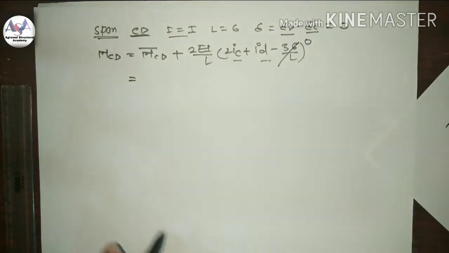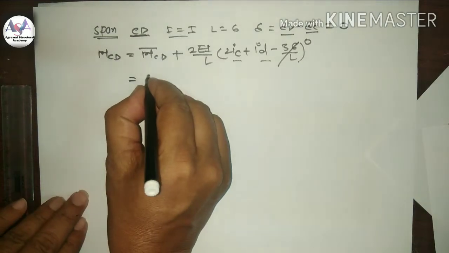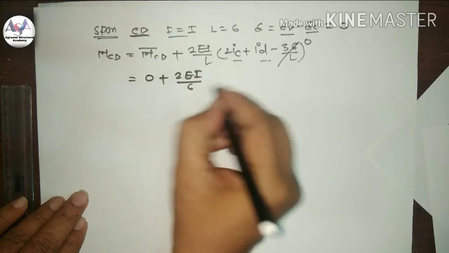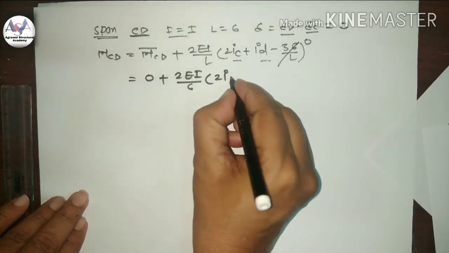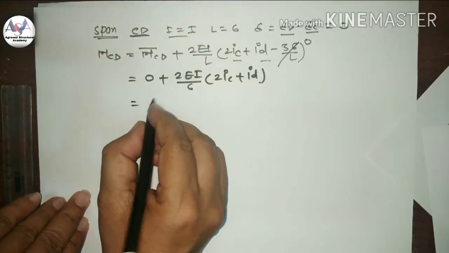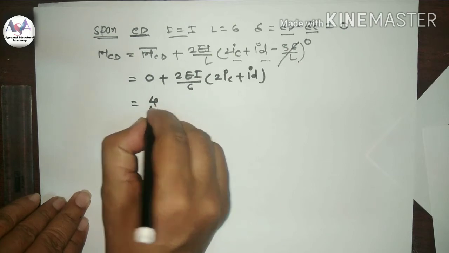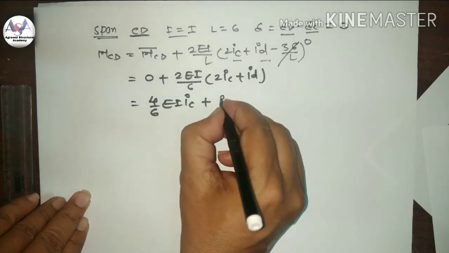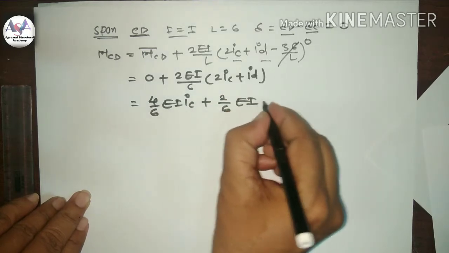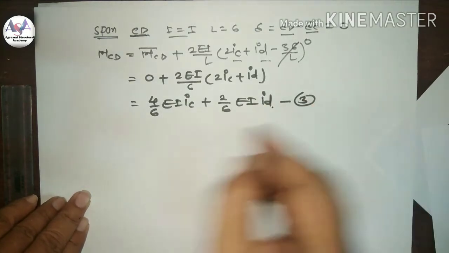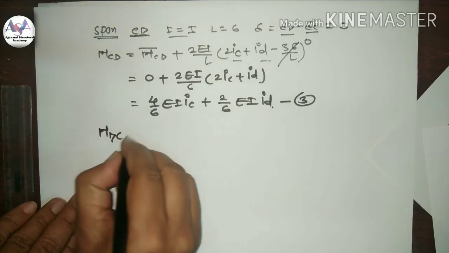So here it becomes 0 plus twice EI by 6 into twice IC plus ID. So this becomes 4 by 6 EI IC plus 2 by 6 EI ID. Equation number 3. Then MDC.